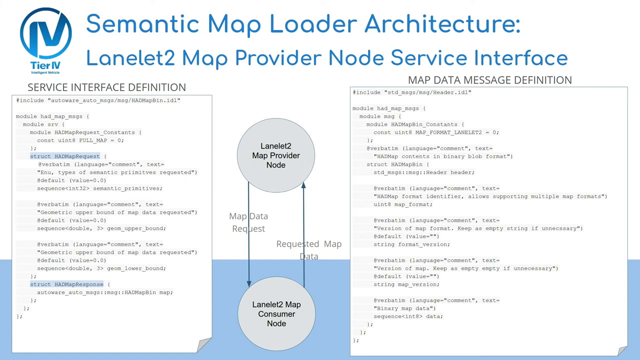The HAD map response definition is simply an HAD map binary message containing the requested map information as defined on the right-hand side of the slide. In the highlighted region, you can see that the map data is represented by just an array of binary data. This and the enumerated semantic primitive types are designed to be independent of the semantic map format and should not contain anything specific to the lanelet2 map definition. This is to ensure that in the event of a change in map format, the interface and map architecture can still be used.